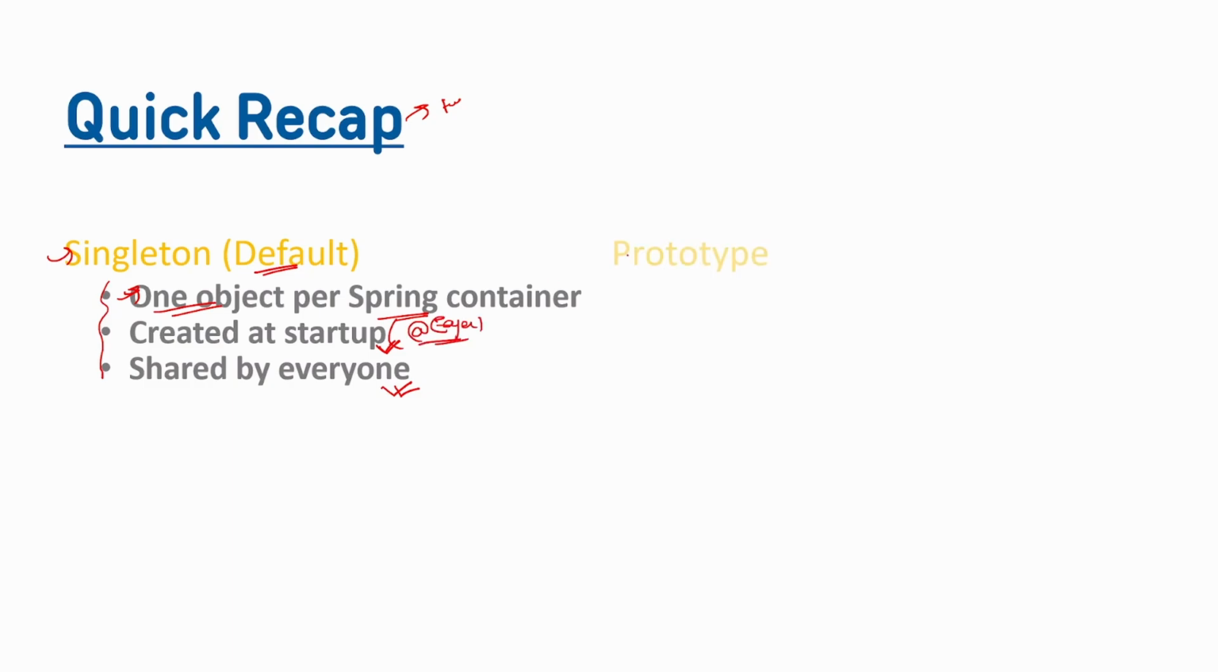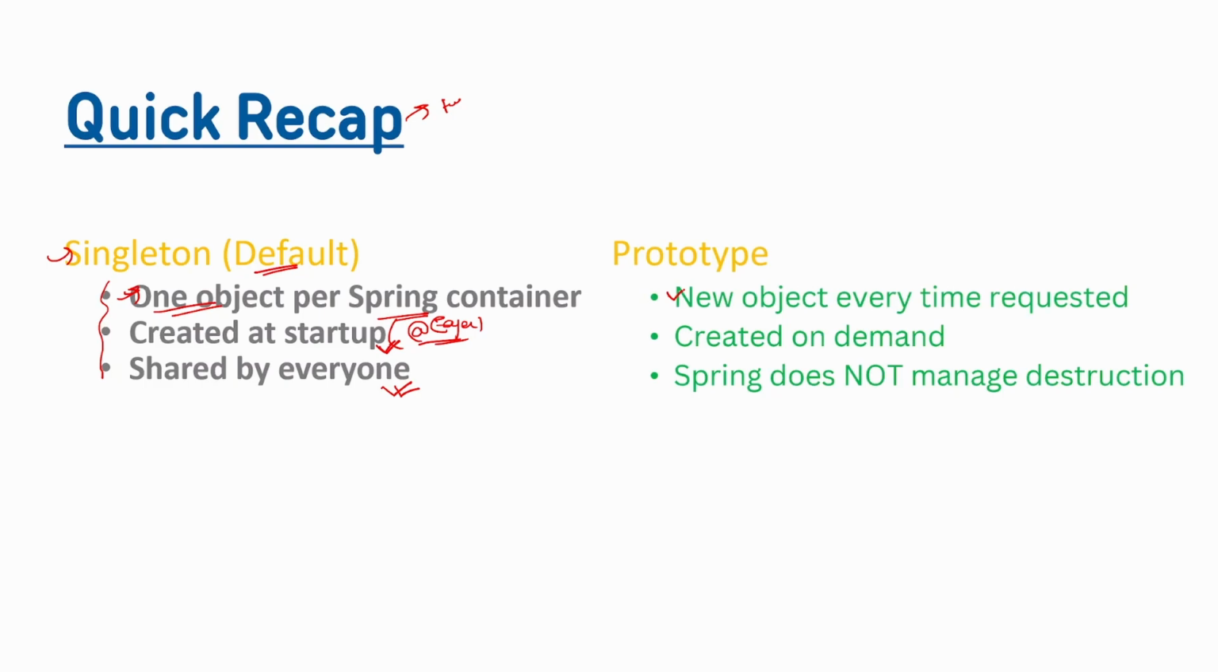The second type of scope is the prototype scope. In this type of scope, a new object is created every time it is requested, it is created on demand, and Spring does not manage its destruction. We have already learned this in part 1 of this video.